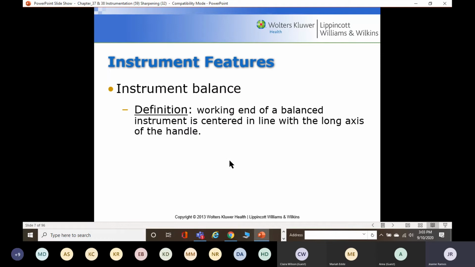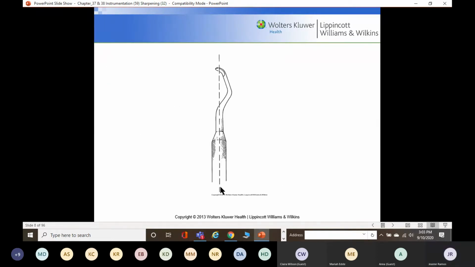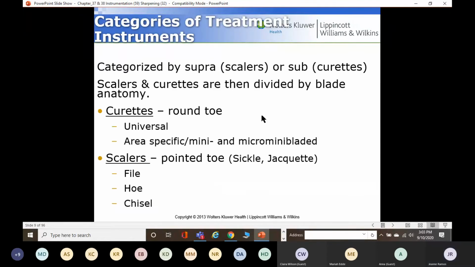Instrument features, balance. The working end of a balanced instrument is centered in line with the long axis of the handle. So it'd be like that. They center each instrument in its own way with the handle.